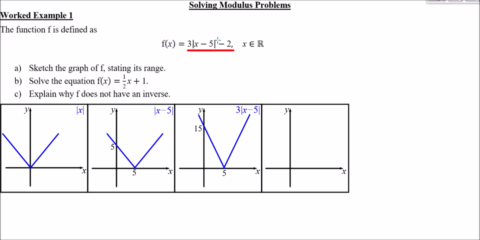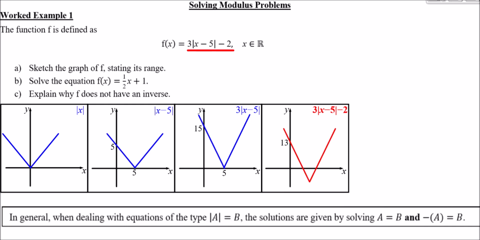Final step now, I can take all of that and subtract 2 from it to arrive at f of x. That minus 2 just has the effect of subtracting 2 from all y values, so this v shape just gets shifted 2 units down, so it ends up being slightly below the x-axis. That 15 we take 2 off, which becomes 13. And we don't yet know what the x-axis intercepts are, but we can work that out in a second.